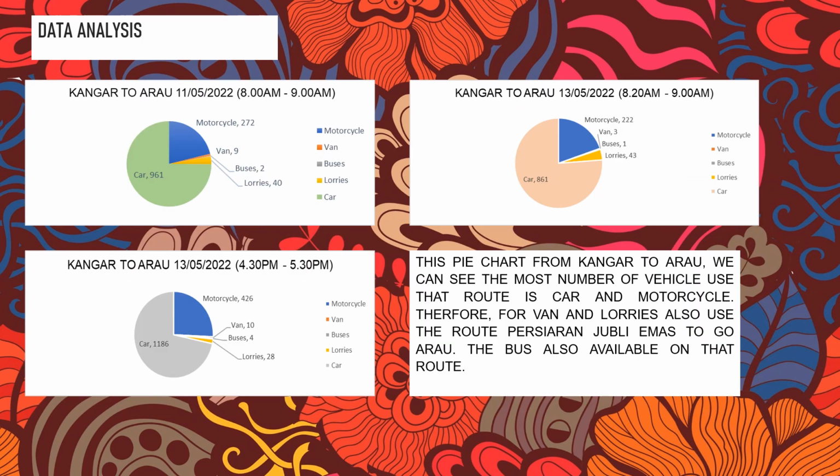Okay, this is the data analysis for Kangar to Arau. Okay, in this pie chart from Kangar to Arau, we can see the most vehicles that use that road are cars and motorcycles. Therefore, vans and lorries also use the road Persiaran Jubilee Emas to go to Arau. The bus is also available on that road.